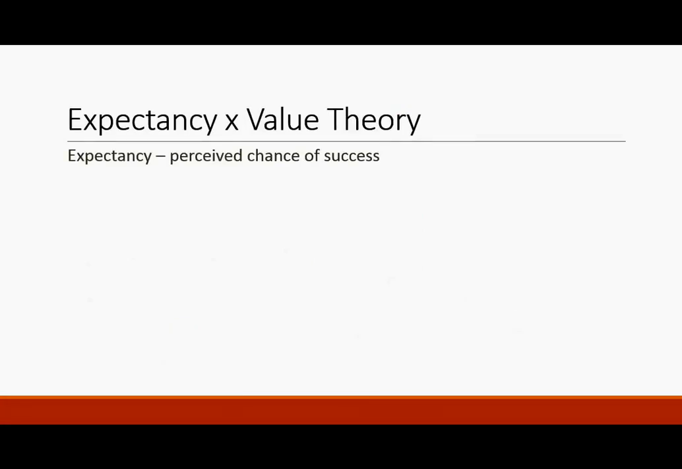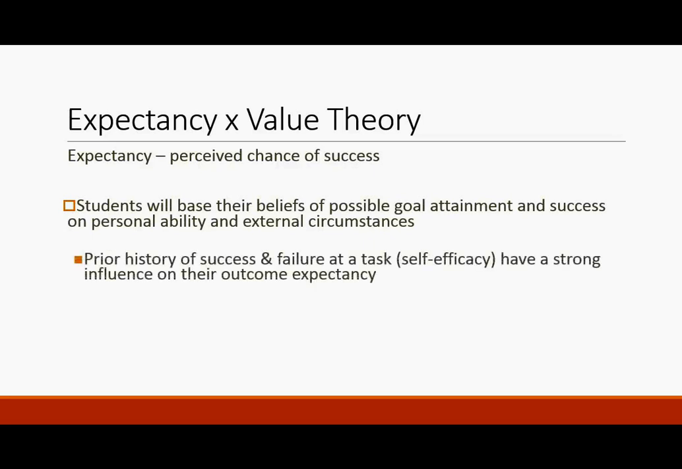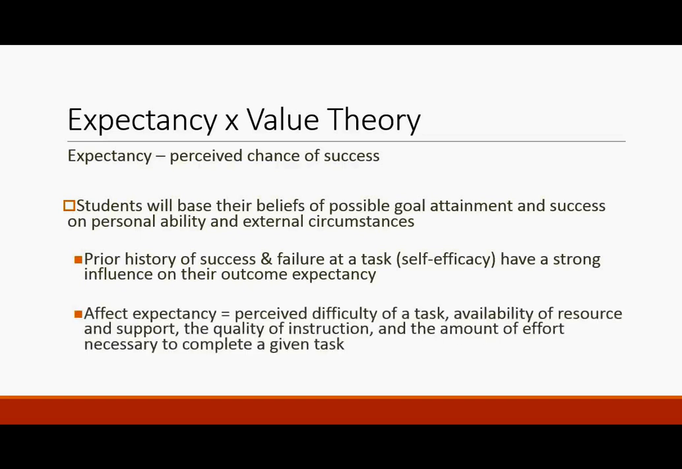Expectancy, again, is our perceived chance of success. Students will base their beliefs of possible goal attainment and success on personal ability and external circumstances. Prior history of success and failure at a task, our self-efficacy, has a strong influence on our outcome expectancy. Affect expectancy is our emotional expectancy: perceived difficulty of a task, availability of resources and support, how scared or comfortable we feel, quality of instruction, the amount of effort necessary to complete a given task. This is going back to the ARCS model. This would be instilling confidence in our students.